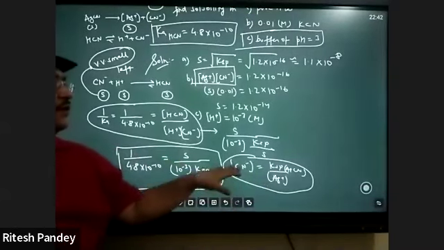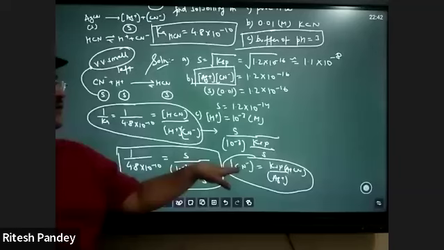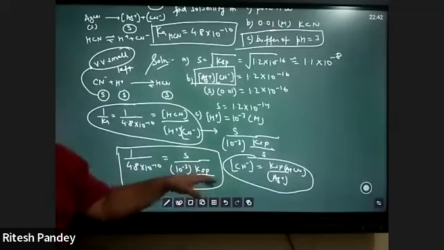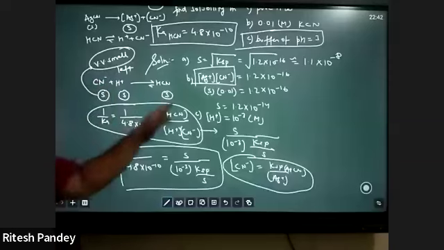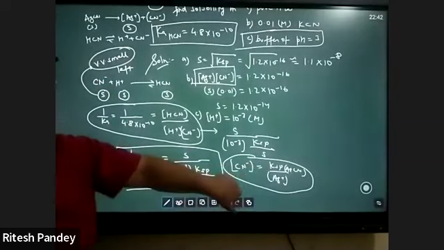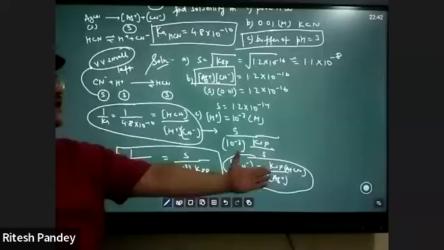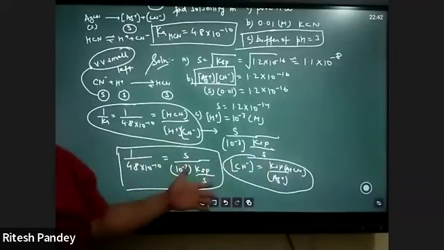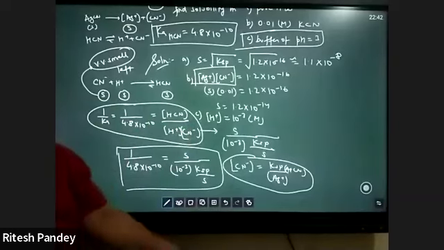Now if CN- is consumed, the CN- concentration in the solution is very, very small because H plus is eating it up to form HCN. Naturally, Ag plus will be higher. This will remain constant. So this is like H plus OH- is equal to Kw, which will not be overruled in any condition.